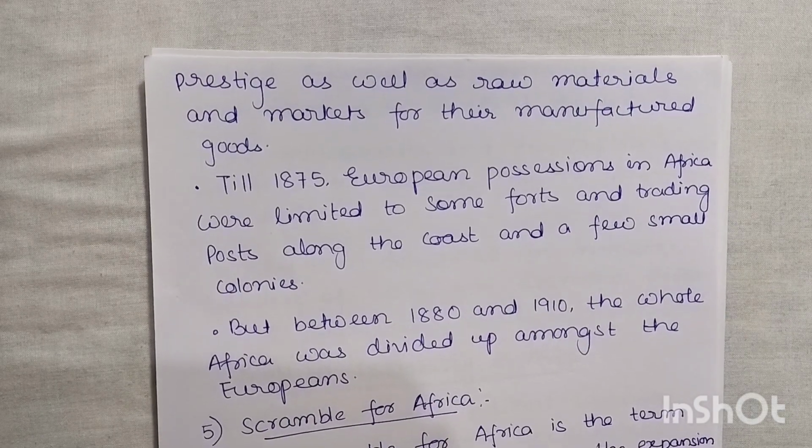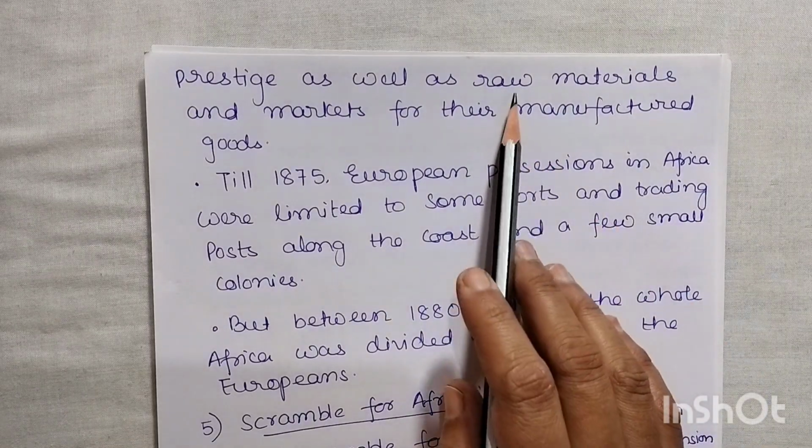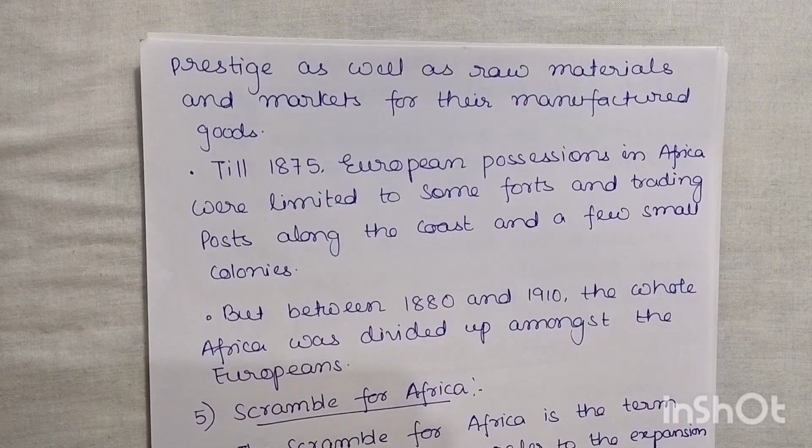A race means the countries were fighting among themselves and running after Africa to capture it, because they knew that it was rich in raw material. Not only this, they could also get a market for their manufactured goods. Whatever goods they converted into finished goods, they would sell in their African markets.